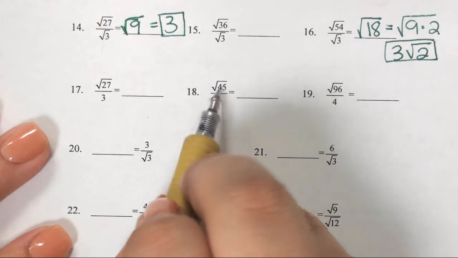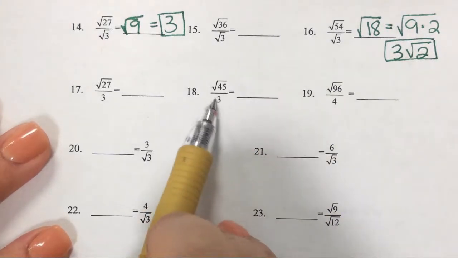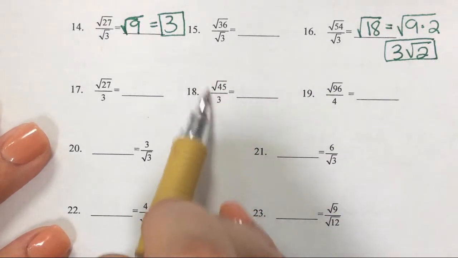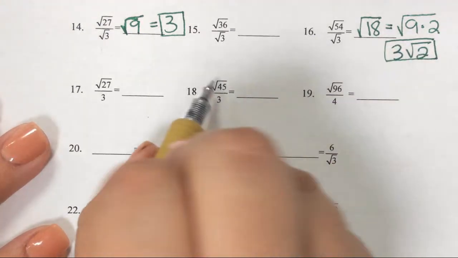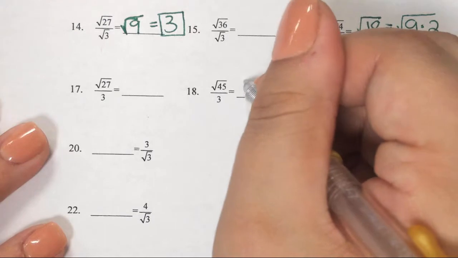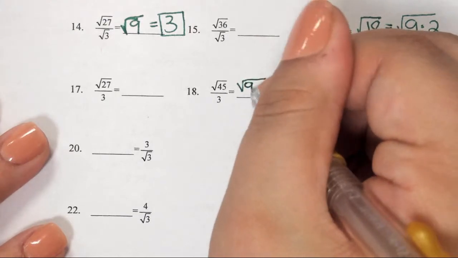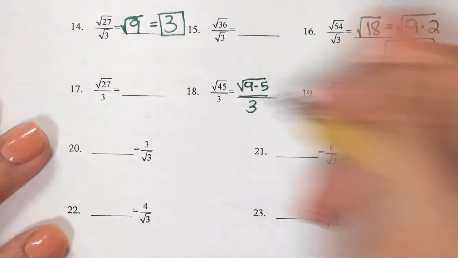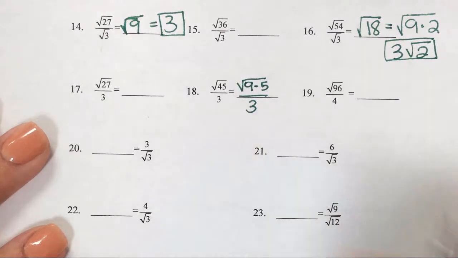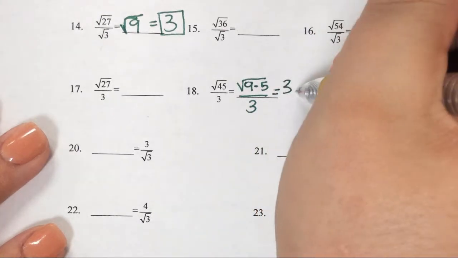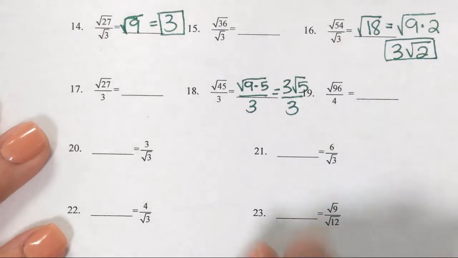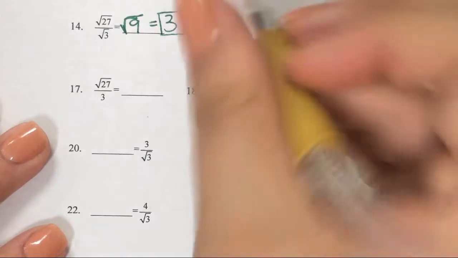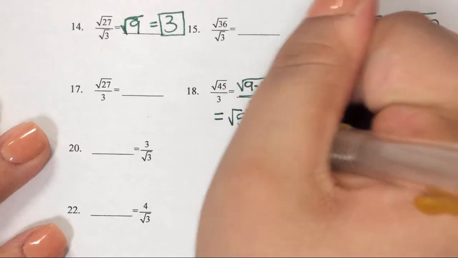Alright, 18. I have 45 over 3. I cannot divide these. People make a mistake. They start dividing these, but this is outside, this is inside. So I'm going to have to simplify this. 45 is 9 times 5, and then we just leave that 3. What's the square root of 9? 3. But that's not my answer because I can cancel those out. So my answer is just the square root of 5.